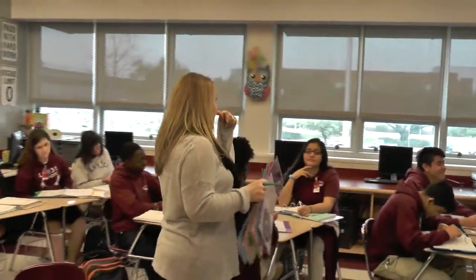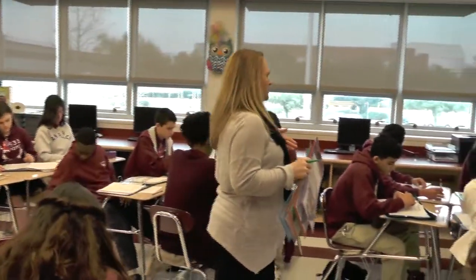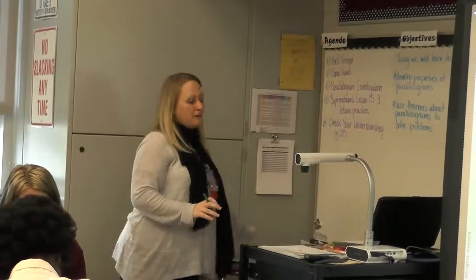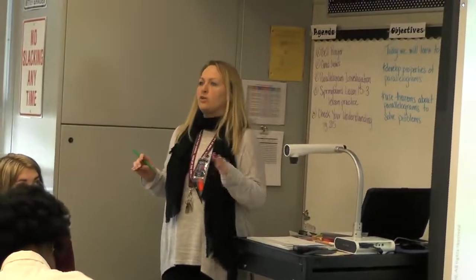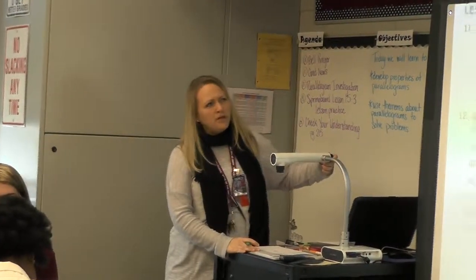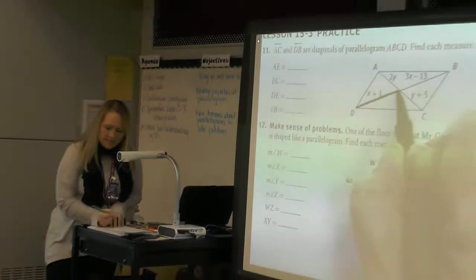Number 11 gives you that segment AC and segment DB are diagonals of a parallelogram ABCD. And then they want you to find each one of these measures. You have to find the length of AC, EC, DE, and EB, only knowing that these two segments are diagonals. Well, you just discovered something about the diagonals, right? So I'm going to zoom in on this picture just to show you. These are lengths of the pieces of the diagonal, like just DE is x plus 1.